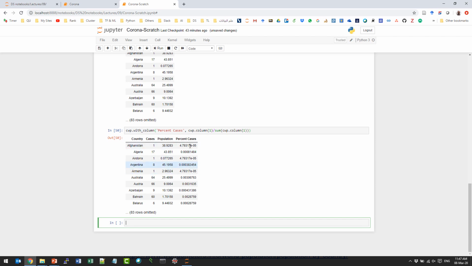Now these are fractions. What is the sum of these numbers? 100 if they are percentages, but they are not percentages, they are fractions. So it will be 1.